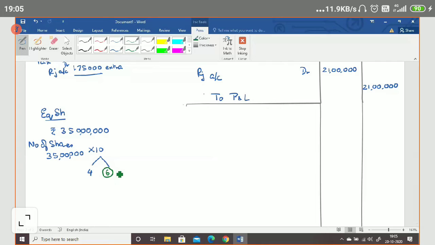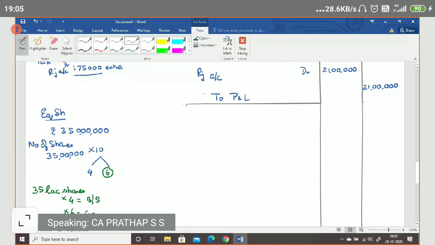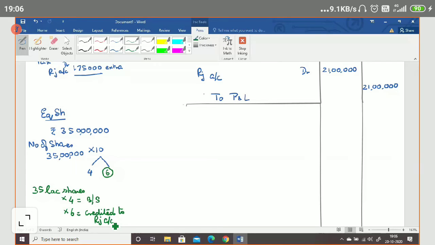Okay, so now we write simply, it is 35 lakh shares. 35 lakh shares into 4 will come in the balance sheet. 35 lakhs into 6 will be credited to, please write exactly like this, reconstruction. It is a gain for the company and it is a sacrifice of the shareholders. So how this will be given effect to is through the balance sheet, this journal entry.